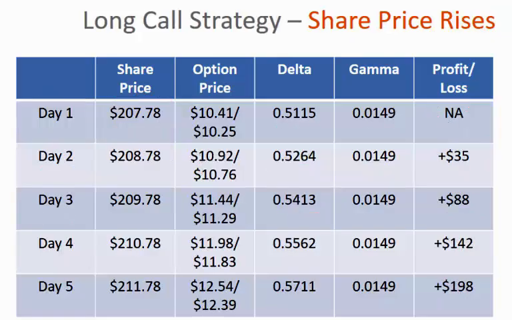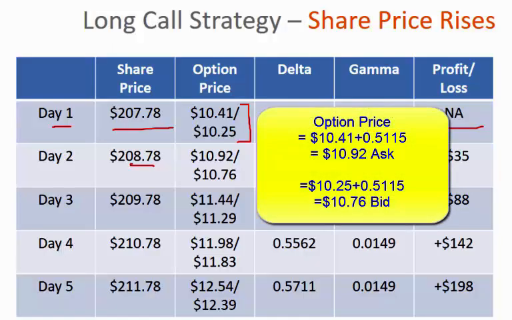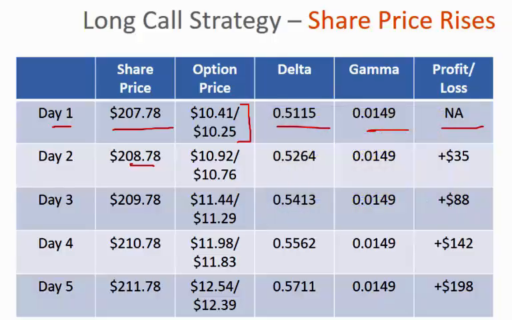But what happens if the share price rises? Well, again, if we look at day one, our share price was 207.78. Our bid and ask for the option was 1041, 1025, our delta and our gamma, and of course we'd no profit because we've just bought the option. But now the share price jumps to 208.78. This time our delta has moved up to 0.5264 because it's the previous day's delta plus the gamma amount. And now you will see our option price has moved up from 1041 to 1092 and from 1025 to 1076 because it's the previous day's option price plus the delta amount. And we're in a profit on this day of $35 per share.